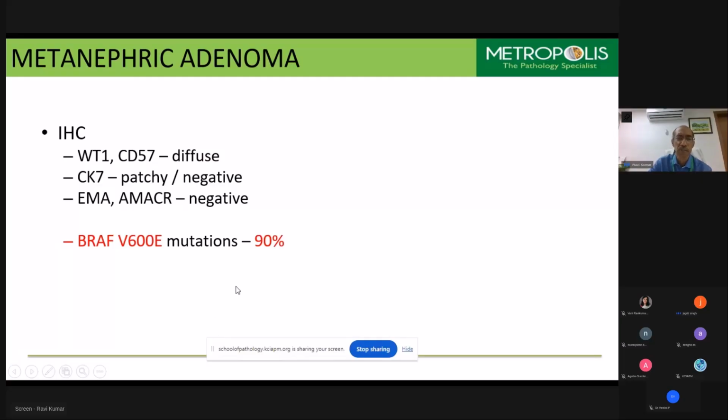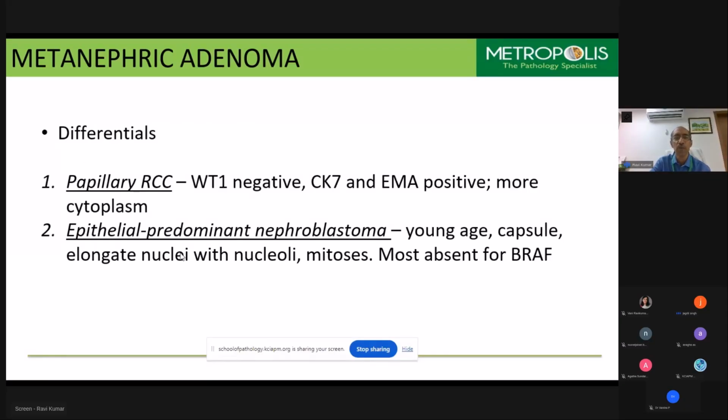Metanephric adenomas show BRAF V600E mutations in as much as 90% of cases. We did not do this mutation, but it's something which you can try if you have a differential like we have. It helps in making a differential diagnosis when you have an issue with epithelial predominant Wilms tumor. The other differentials that we already discussed earlier are papillary RCC and epithelial predominant nephroblastoma. These are the two main. IHC is helpful in differentiating these two entities, as we've already seen. So I will not again repeat this aspect.